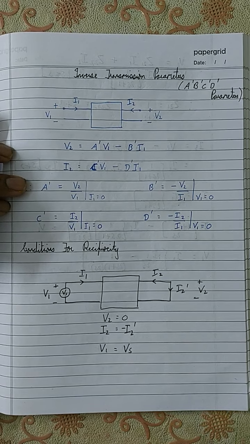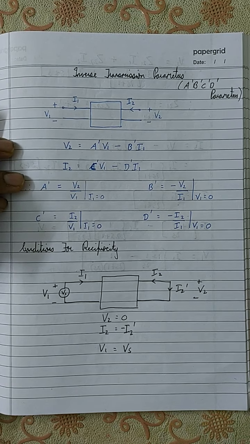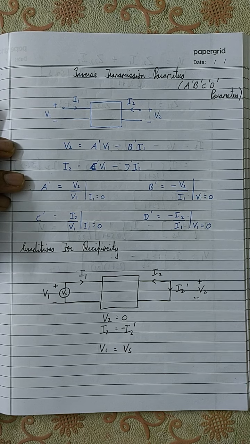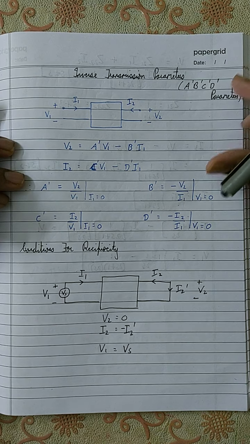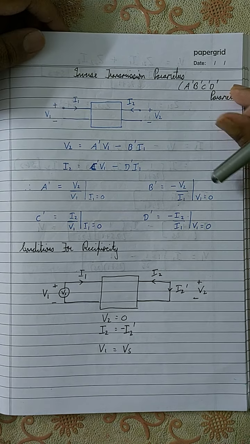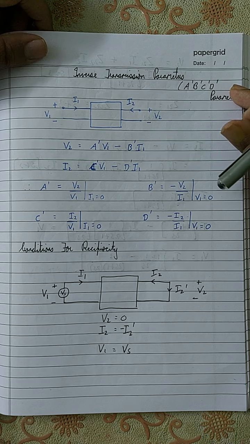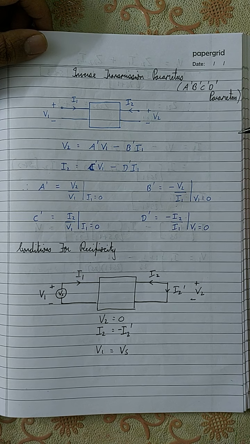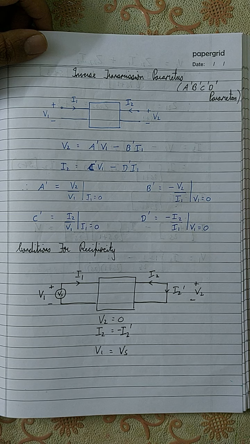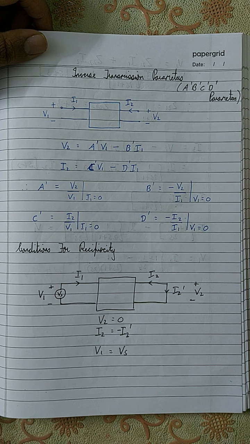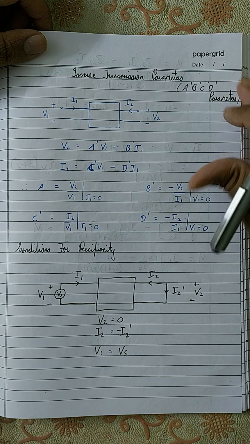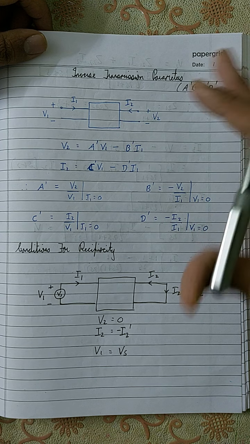Hi everyone. In the last video we learned about the Z parameters, the Y parameters, the ABCD parameters, and then the hybrid parameters. Now in this video I'm going to show two more parameters, that is the inverse transmission parameters and the inverse hybrid parameters. Like I said earlier, these two parameters are not mentioned in the syllabus, but anyway I will cover them because the equations are basically the same thing.